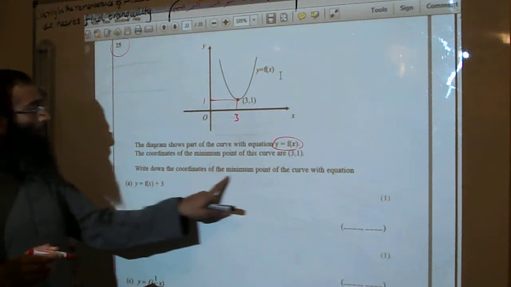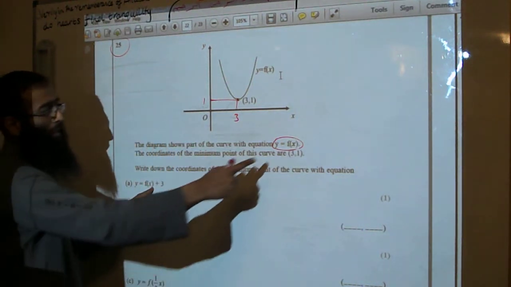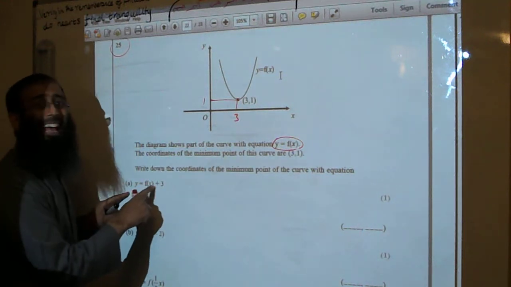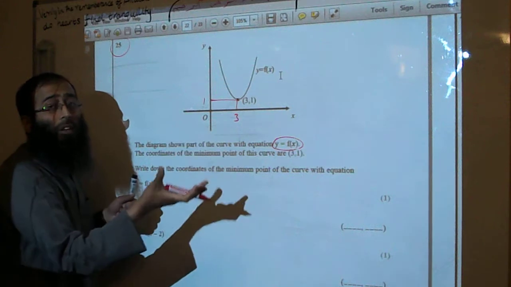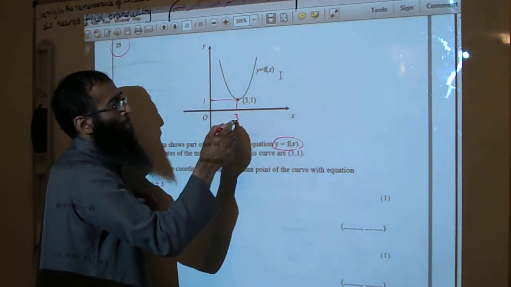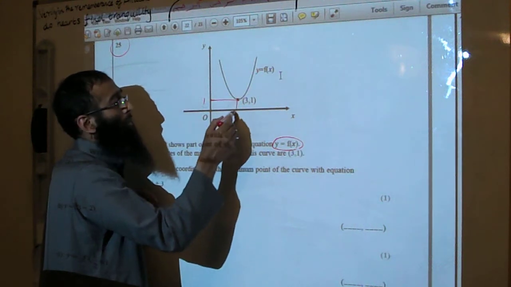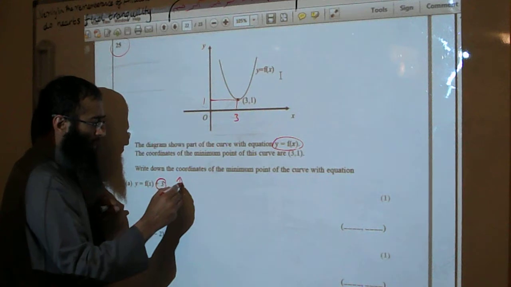Okay, write down the coordinates of the minimum point of the curve with the equation y equals f of x plus 3. So that's our original function, and then add 3. So what we've done, we've worked out the answer and then we've added 3 as an afterthought. Normally when you put 3 into our function, the output is 1. We have a height of 1. But what this does here is shift the whole graph up by 3.